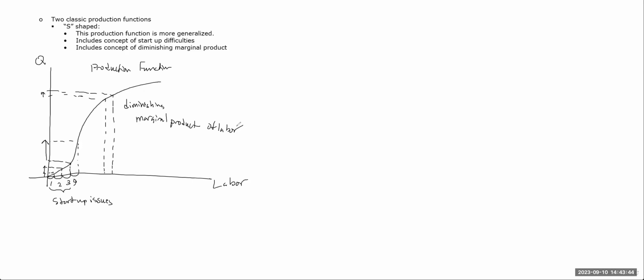All right. Now let's go to the concave shape. Again, I need to change out the notes. I will change out the notes. All right. So the concave shape, what does that look like? Basically, the concave shape production function is missing the startup difficulties, or the startup issue. And it looks like this.